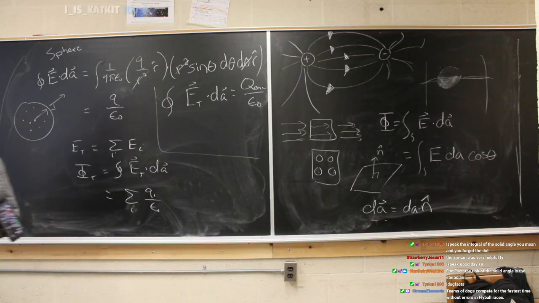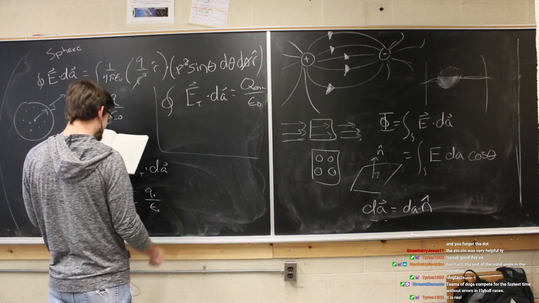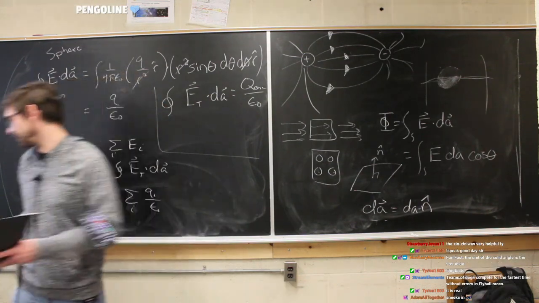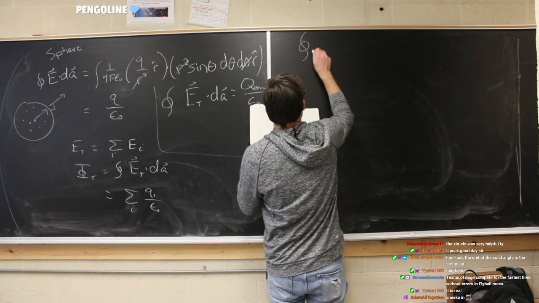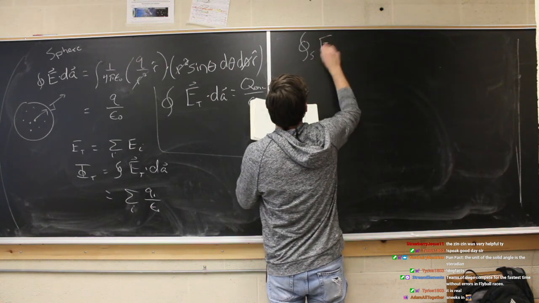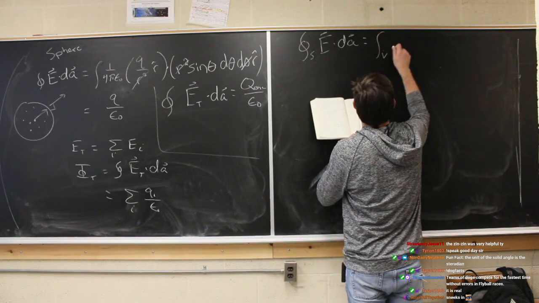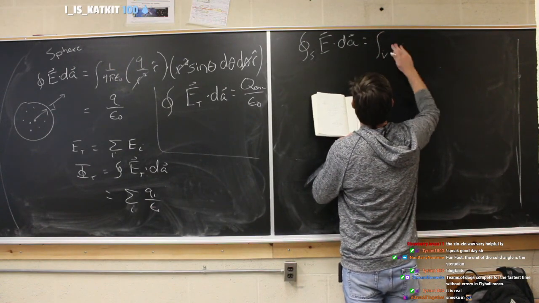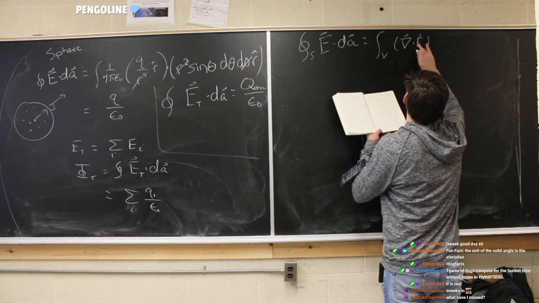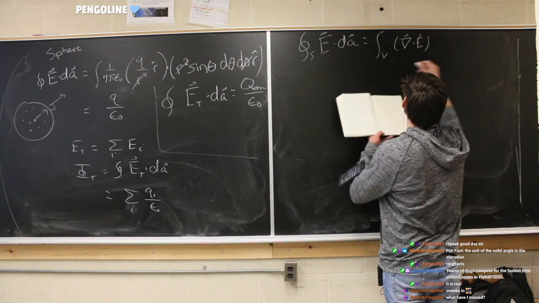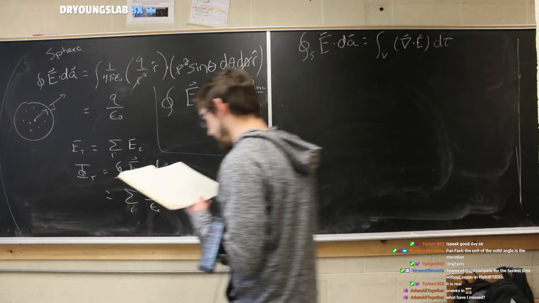So we have Gauss's law, but we can do something else. We can use the divergence theorem. Let's get on the other board really quick. The divergence theorem is basically if you have a surface integral of a dot product, then you can write it as the volume integral of the divergence of the vector, the E field, multiplied by the infinitesimal volume element.